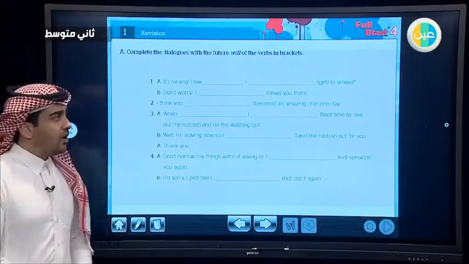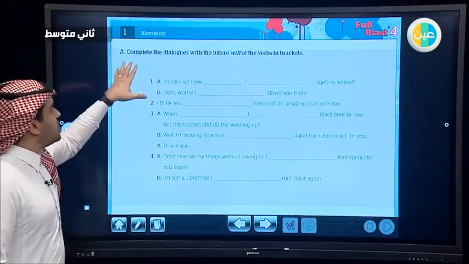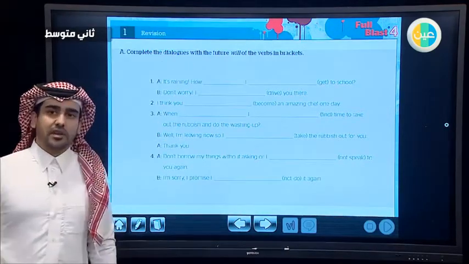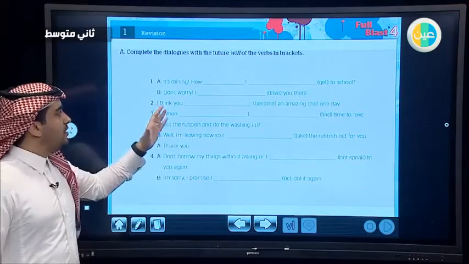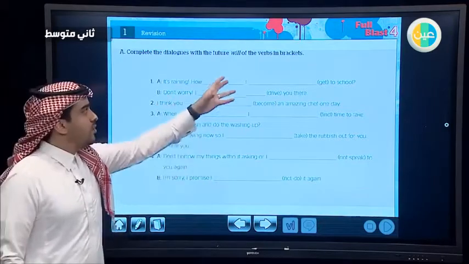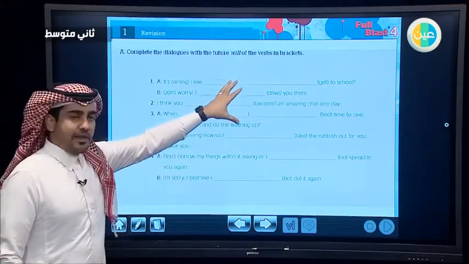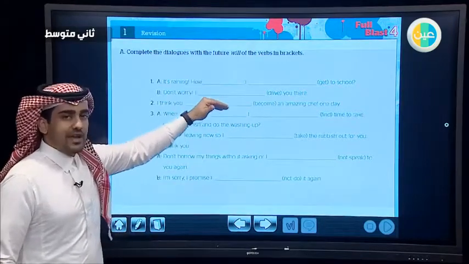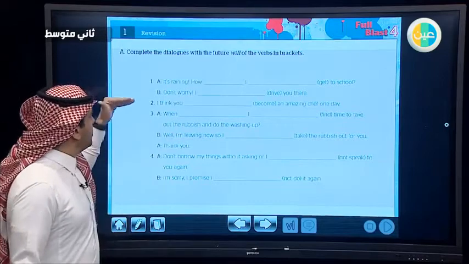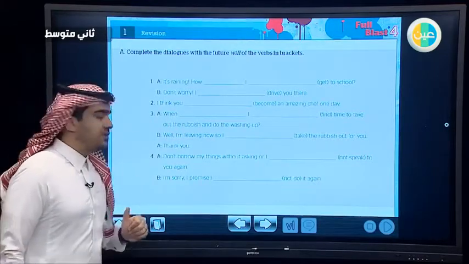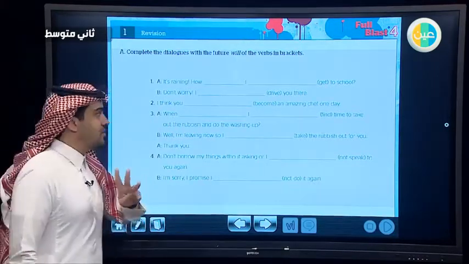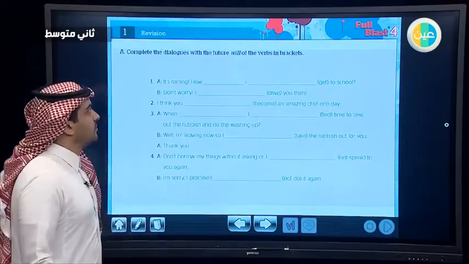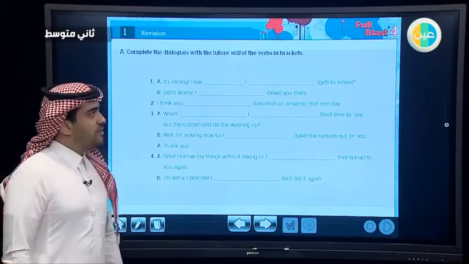Okay, so on exercise A, it says complete the dialogues with the future will of the verbs in brackets, okay? So we need to use the future with will to fill in the blanks and complete the dialogue. Okay, so we have 1, 2, 3, 4 different dialogues, and we need to fill in all those blanks using future will. Okay, so let's start with number 1.